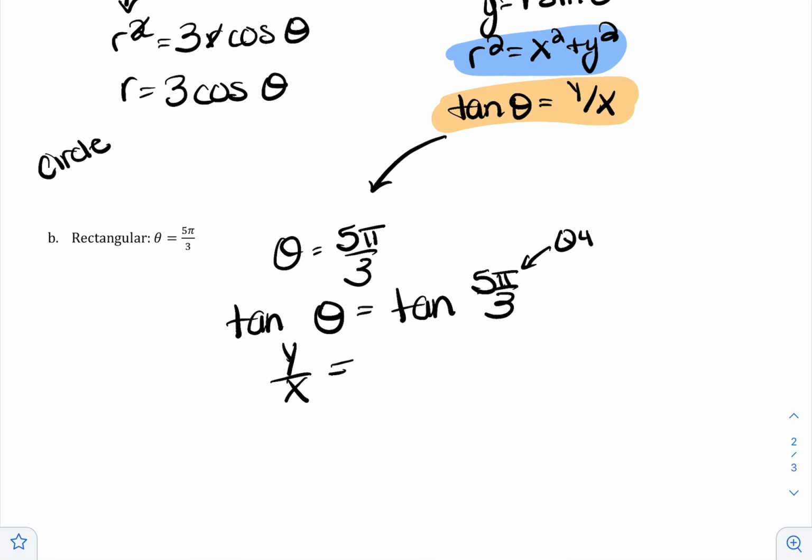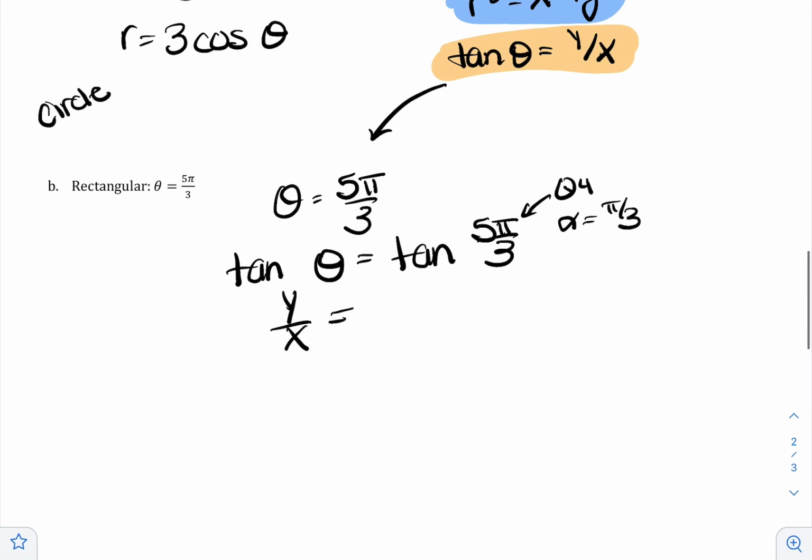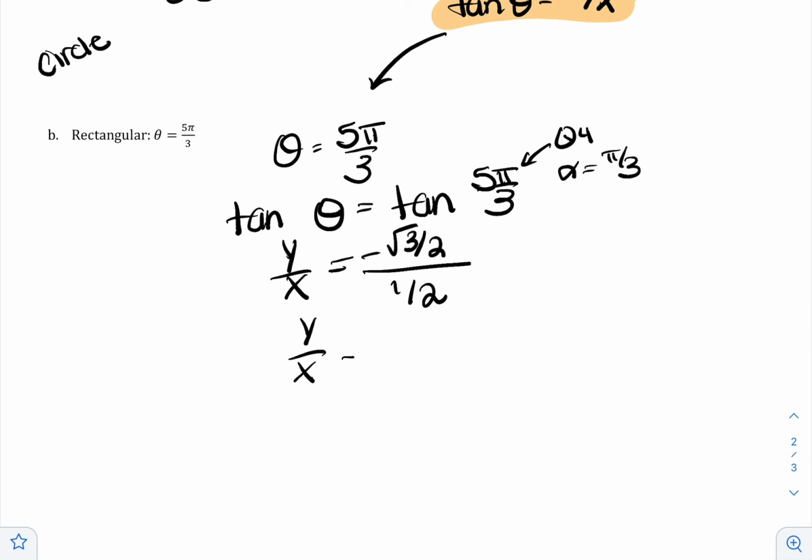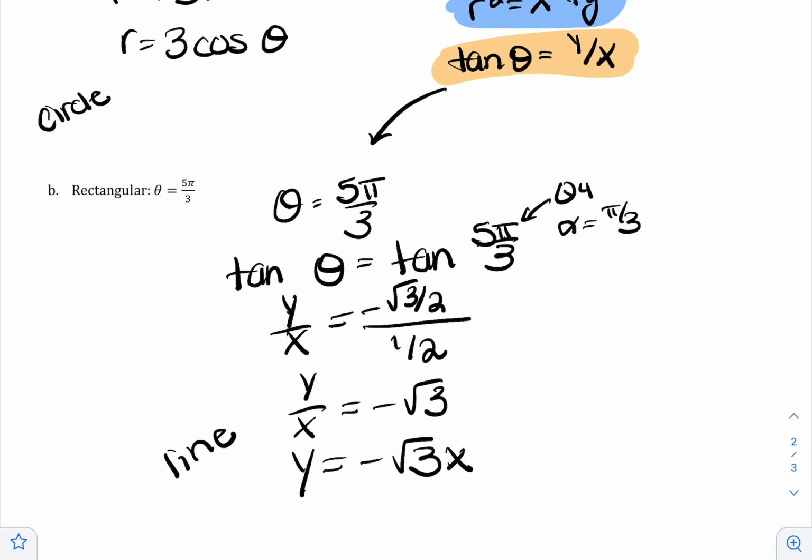So 5 pi over 3 is in quadrant 4. It has a reference angle of pi over 3. So that's going to be a negative square root of 3 over 2 over a positive 1/2, which is going to give me y over x is equal to negative square root of 3. And then I'm going to bring the x over. Now in rectangular form, when the y and x are both to the power of 1, this is called a linear equation. It is a line. So actually, theta equals a constant is going to be a line. And again, you'll see this when we graph in later videos. We're going to be graphing in polar.